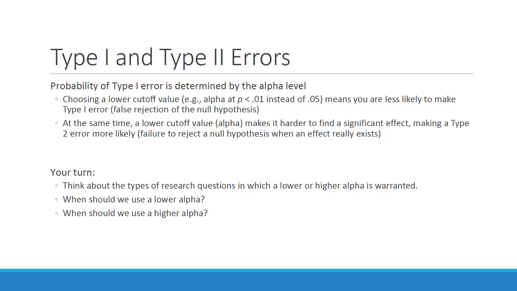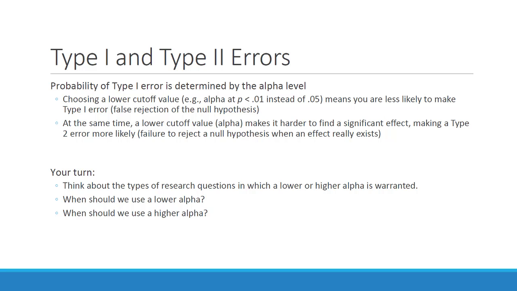At the same time, a lower cutoff value or a lower alpha, like p of 0.01 rather than p of 0.05, makes it harder to find a significant effect when it does really exist. And this makes a type 2 error more likely. In other words, you're more likely to fail to reject a null hypothesis when you should be rejecting it, if you are lowering your cutoff value, your alpha.